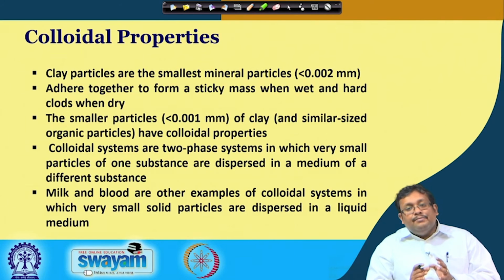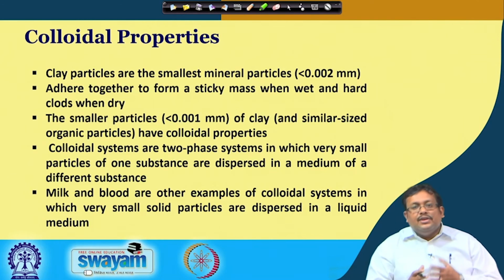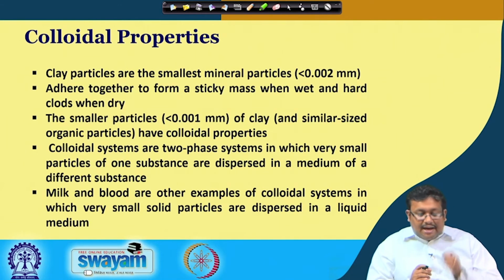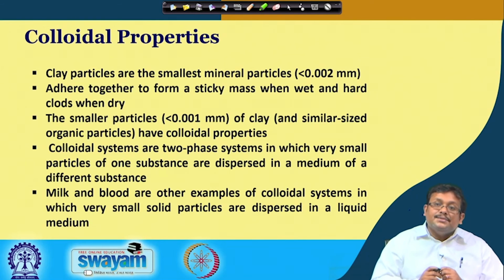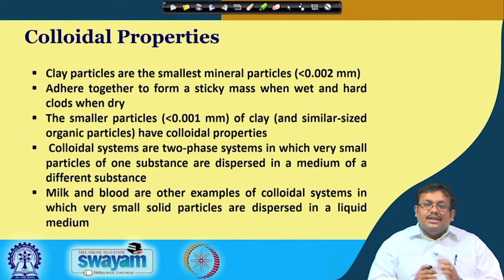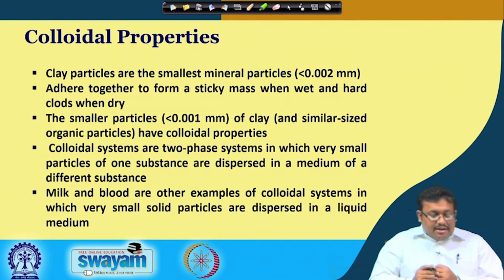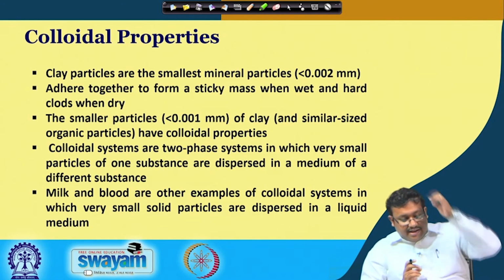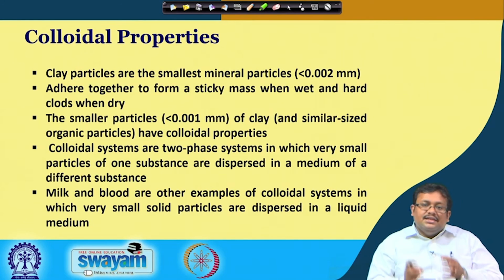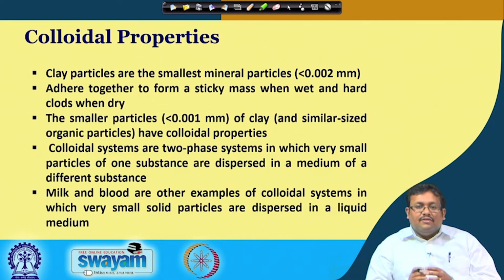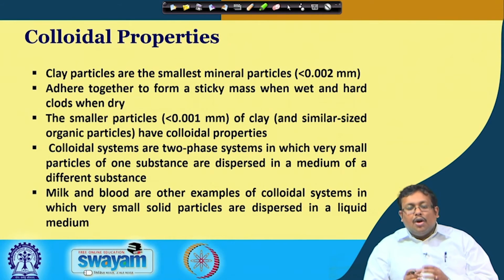Now, a colloidal system, by definition, as you know, is a two-phase system in which very small particles of one substance are dispersed in a medium of a different substance. So, one is the dispersion phase and the other is the dispersion medium, and some examples are milk and blood, which are colloidal systems in which very small particles are dispersed in a liquid medium. So, in the case of soil, clay and organic matter are the two important fractions which show colloidal properties.